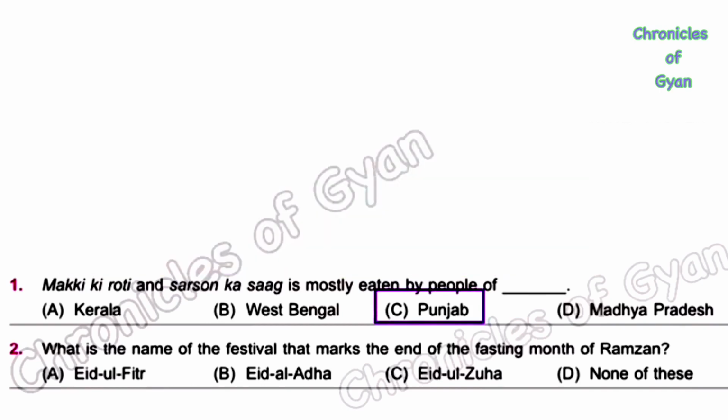Question 2. What is the name of the festival that marks the end of the fasting month of Ramzan? Correct answer is option A, Eid ul Fitr. It means festival of breaking fast. Eid ul Adha and Eid ul Zoha are festival of sacrifice, that is Bakra Eid.